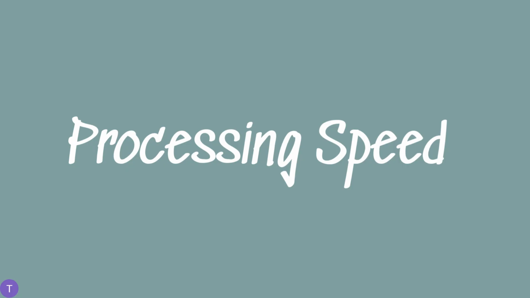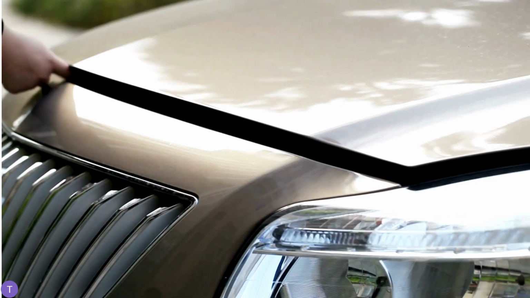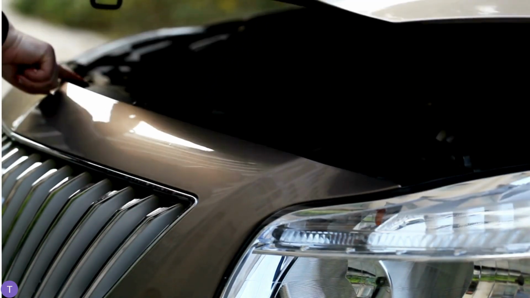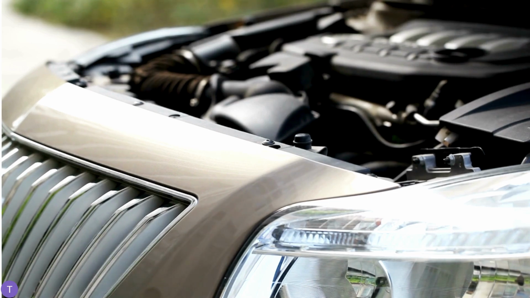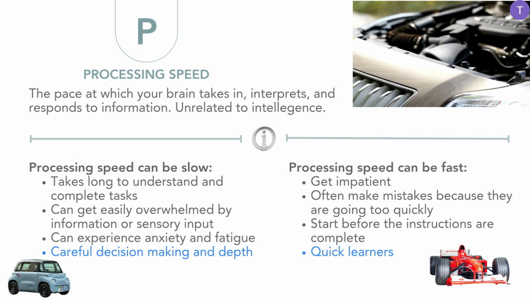Moving on to processing speed. So, processing speed, we can think of as the engine of the car. It is defined as the pace at which your brain takes in, interprets, and then responds to information. It is unrelated to intelligence. And I think that's a really important point because a lot of the time we might have really slow processing and it can look like it might be a cognitive skills deficit, but it's not necessarily related at all.